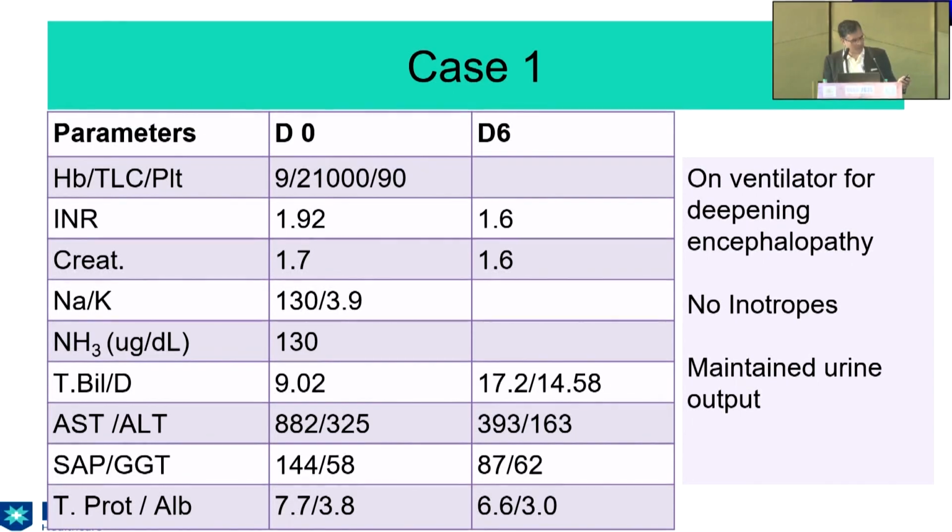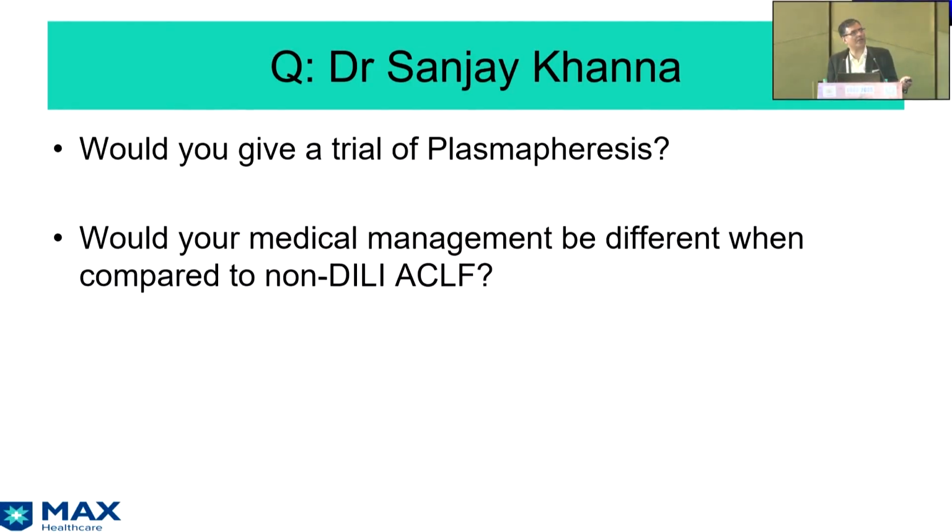So this is what happened to the case. This was around day 6 when his INR remained intact. I think he was given FFPs. Patient was admitted under physicians who tend to overtreat coagulopathy, and his creatinine was still 1.6. He was producing good amount of urine, but bilirubin had risen to 17. The albumin had gone down to 3. Patient's coma had deepened and he was put on ventilatory support, but still there were no inotropes.